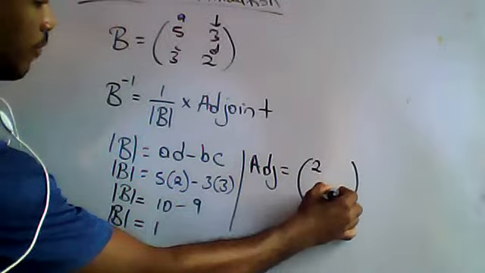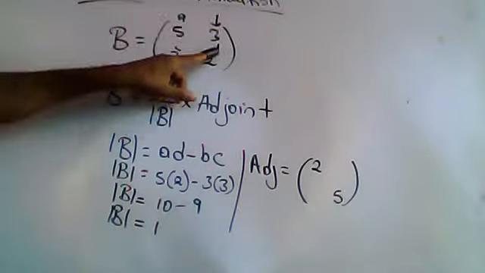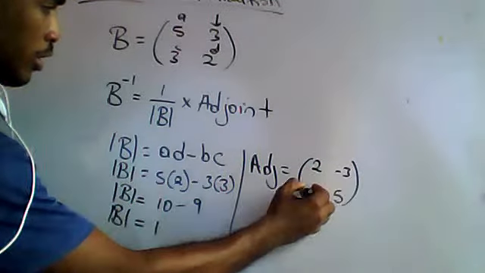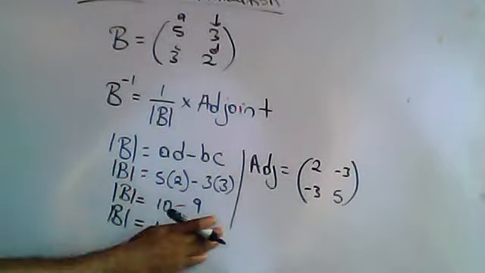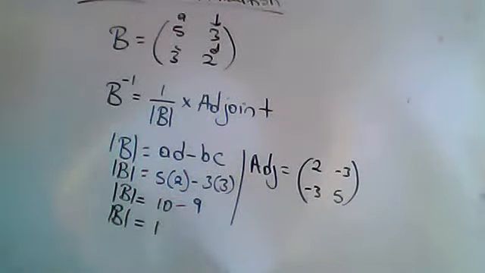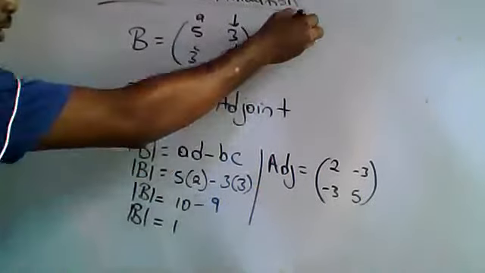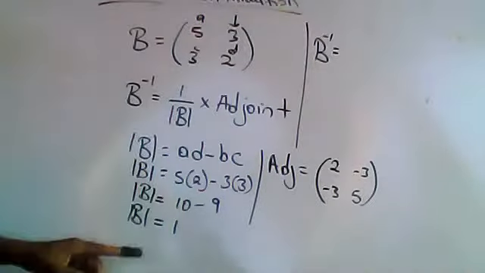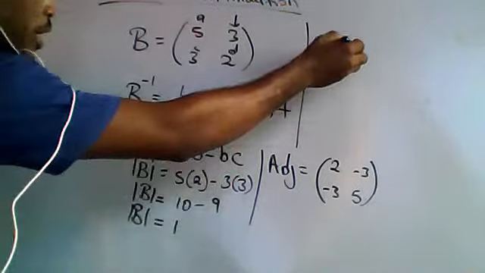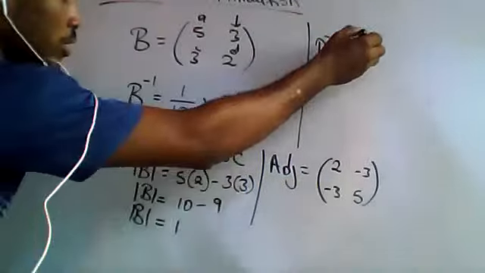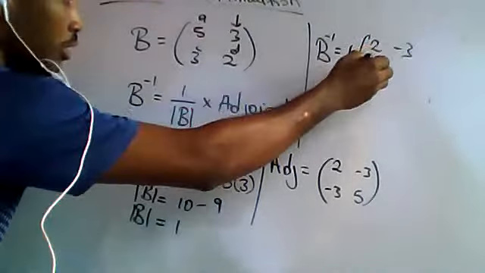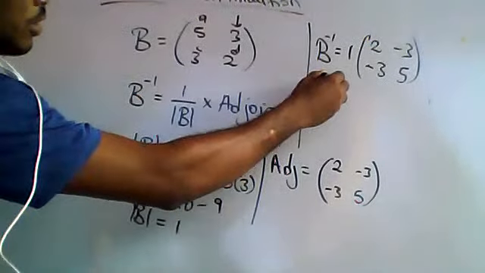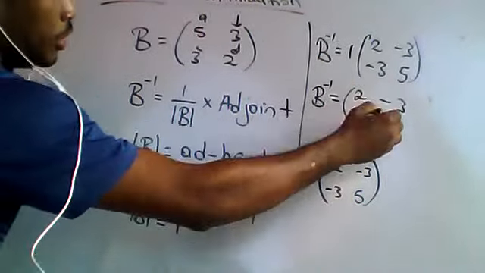Now for the adjoint, remember, you're going to switch the values in the leading diagonal. So you're going to have 2 up here, 5 down here, and for the minor or non-leading diagonal, you're going to change the sign. So negative 3, negative 3. So what we're going to do now for B inverse, remember, it's 1 over its determinant. So 1 over 1 is just 1. So we could just write 1 times the adjoint, which is 2, minus 3, minus 3, and 5. And 1 times anything is the anything. So B inverse is just 2, minus 3, minus 3, and 5.